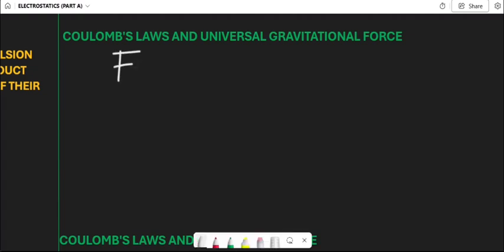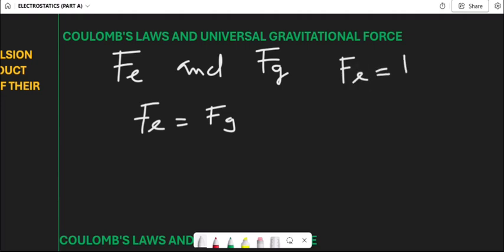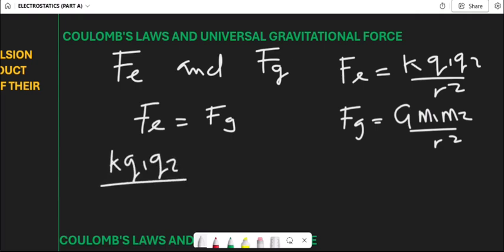Recall, let's symbolize that of Coulomb's law as Fe, because majorly it's talking about electrostatics, and that of the universal gravitational law, let's call that Fg. So let's try to relate their forces together. I say Fe equals Fg, and recall that Fe equals K Q1 Q2 over R squared, and that of Fg equals G M1 M2 over R squared. So we can equate that here: K Q1 Q2 over R squared equals G M1 M2 over R squared.